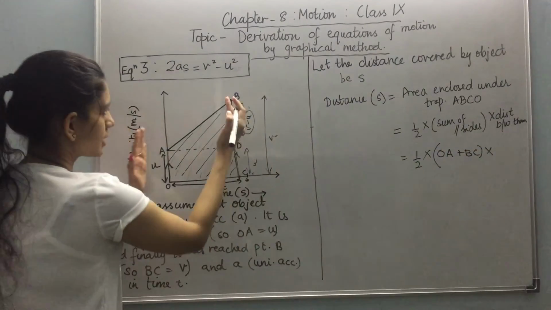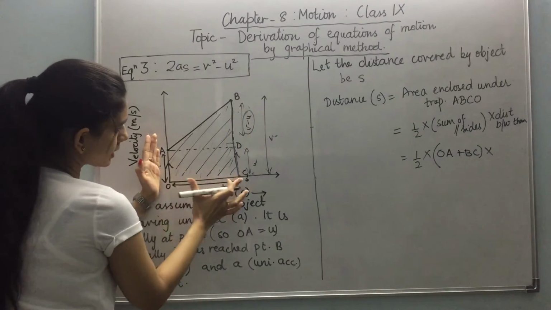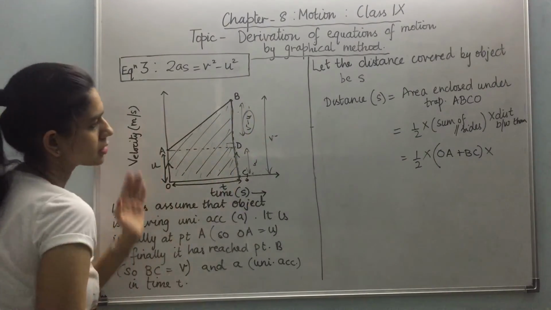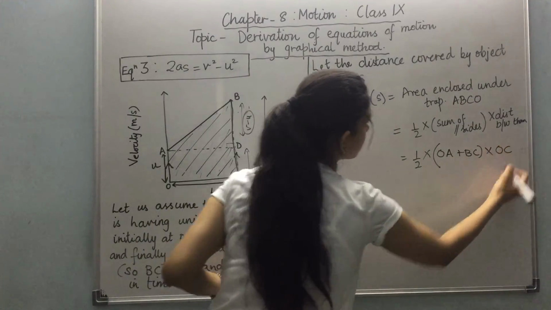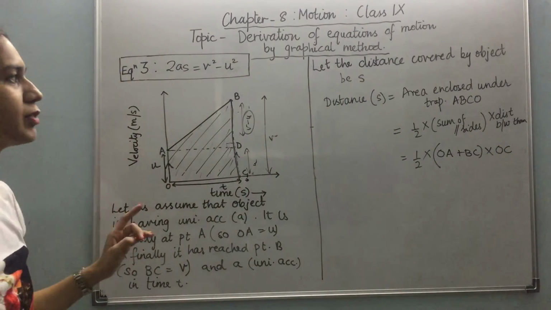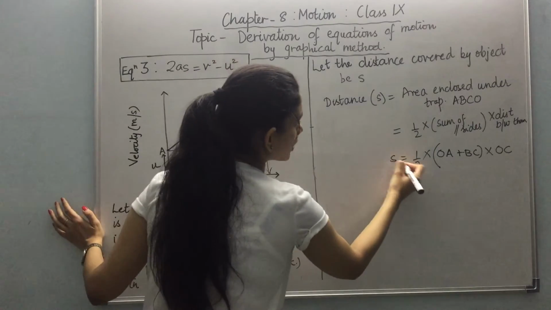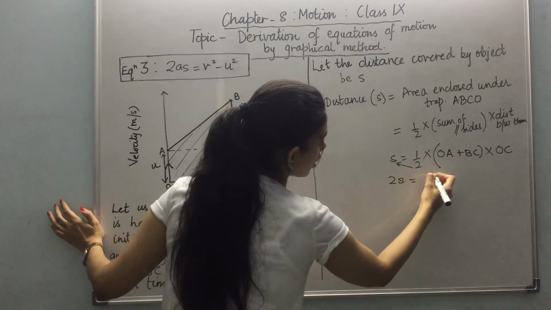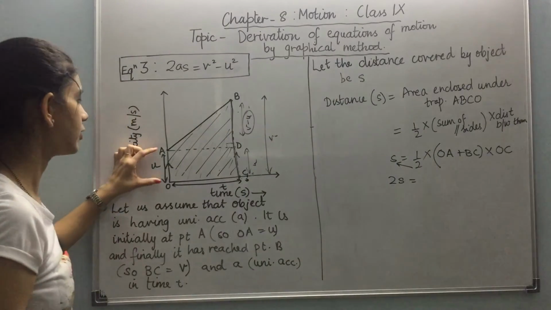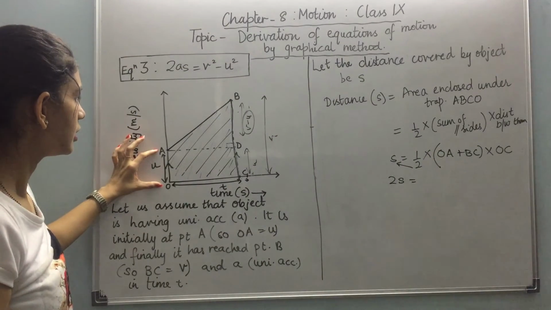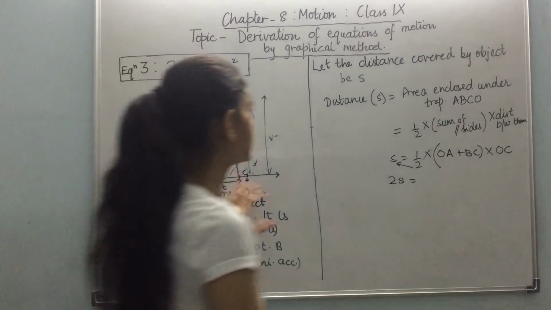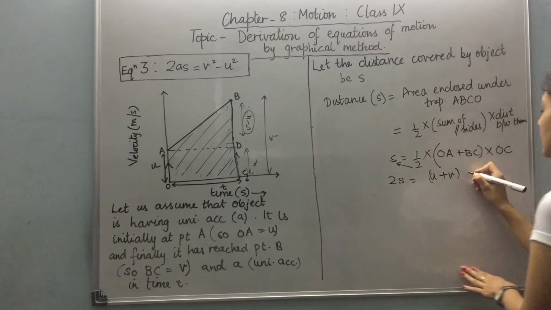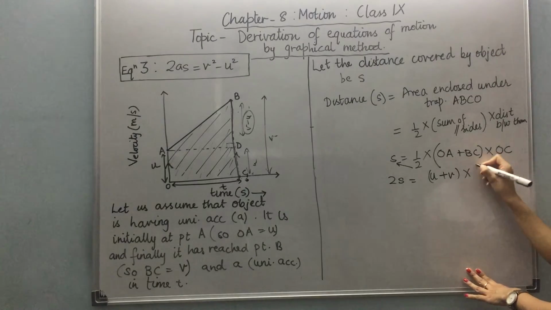And what is the distance between the two parallel sides? This. OC is the distance. These are the two parallel sides. OC is the distance. So we are going to multiply it by OC. Simply we have put the formula of the area of a trapezium. So we can bring this here because everything is in multiplication. Now instead of OA we can write U, instead of BC we can write V, and instead of OC we can write T.